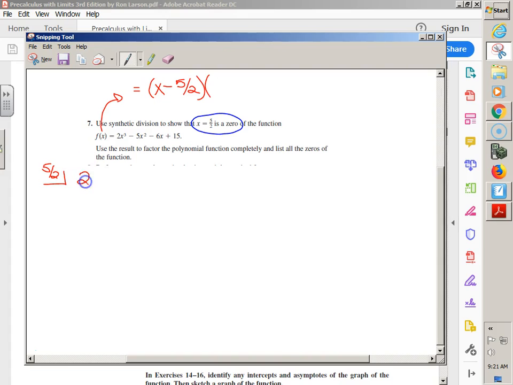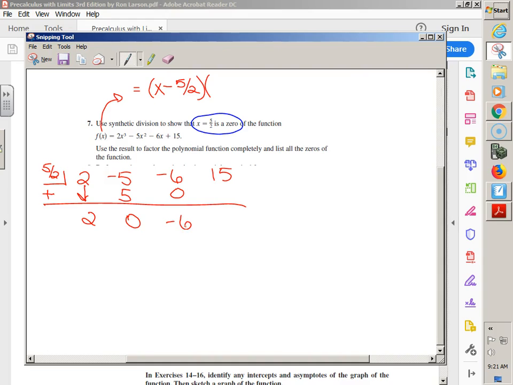Remember synthetic, we take the coefficients. And synthetic, what's the very first step every time? Take down. Now some of you might not like this, but 5/2 times 2 technically over 1, the 2's reduce and you're left with 5. Well, this isn't bad. -5 and 5 is 0. Anything times 0 is 0. Bring it down, -6.